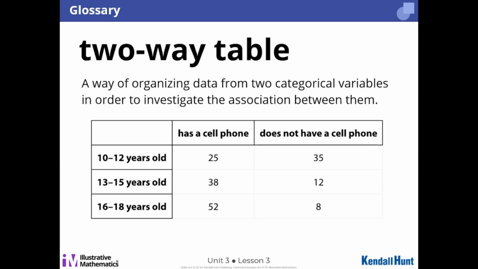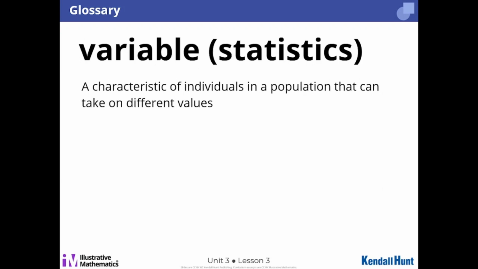Number 4, two-way table. A way of organizing data from two categorical variables in order to investigate the association between them. And our 5th glossary term for this lesson, variable in statistics. A characteristic of individuals in a population that can take on different values.